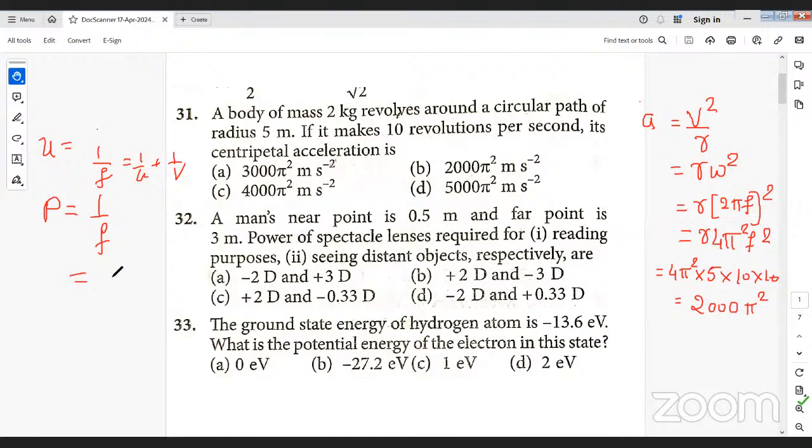Yes. So power is equal to, you will get it as what? That is plus 2 diopter. It is plus 2 diopter. And for seeing the distinct object, it is given as F is equal to minus 3 meters. So therefore P is equal to reciprocal of that value. Therefore it is 1 divided by 3, minus 1 by 3. So it is minus 0.33 diopter. That is option C, the correct answer. Option C.